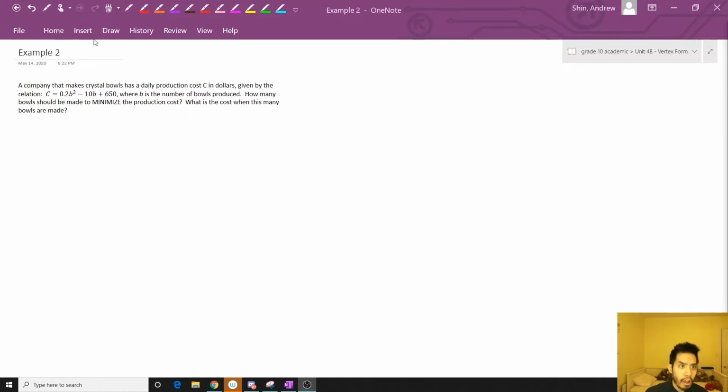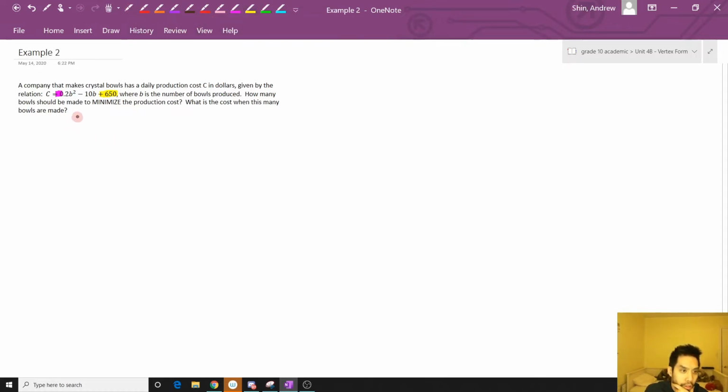So right here, I'm going to draw a parabola to try to visualize what's going on. I can see that the a value is positive, and if the a value is positive, this thing opens up. The other thing I can extract from standard form is the last value, which tells us the y-intercept, or in this case, the c-intercept. So the c-intercept starts at 650.